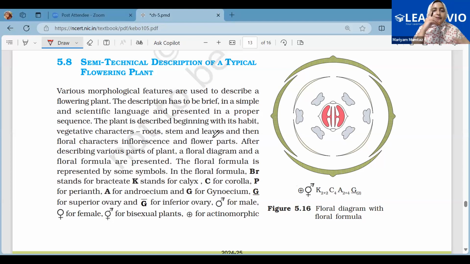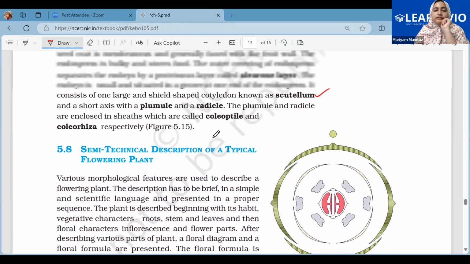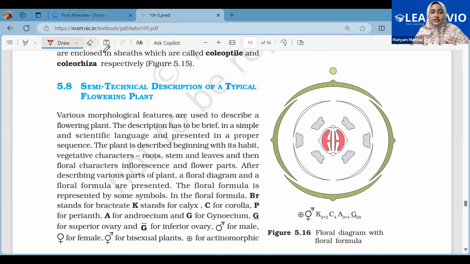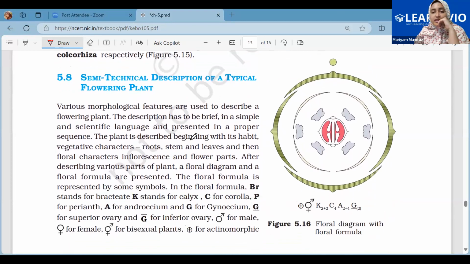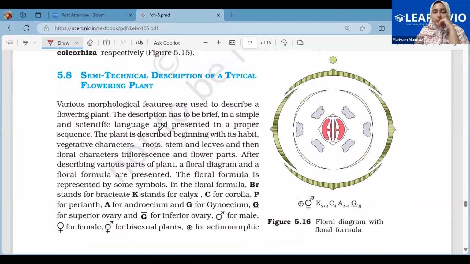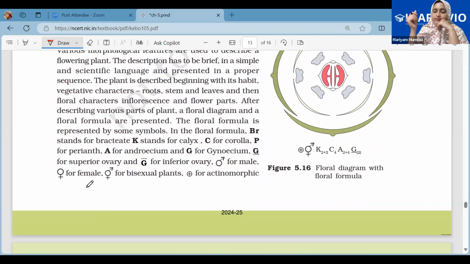So with the help of this formula, you can find out which plant belongs to which family. Now, various morphological features are used to describe a flowering plant. The description has to be brief, in simple and scientific language, and presented in proper sequence. The plant is described beginning with its habitat, vegetative characters, meaning roots, stems, leaves, and then the floral characters like the parts of the flower, the inflorescence and everything. After that, we deduce a formula for it. Now see, there are certain symbols you people should know about.